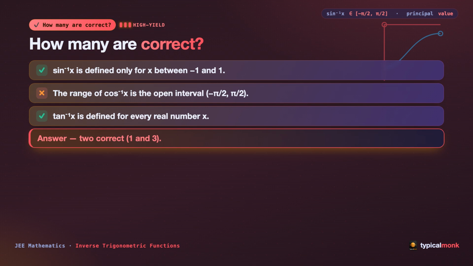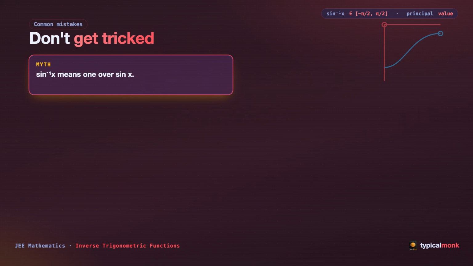But the second one falls because that open range belongs to tangent inverse, not cosine inverse. Cosine inverse actually ranges over 0 to pi. Two correct statements, 1 and 3. Now let me save you some marks.